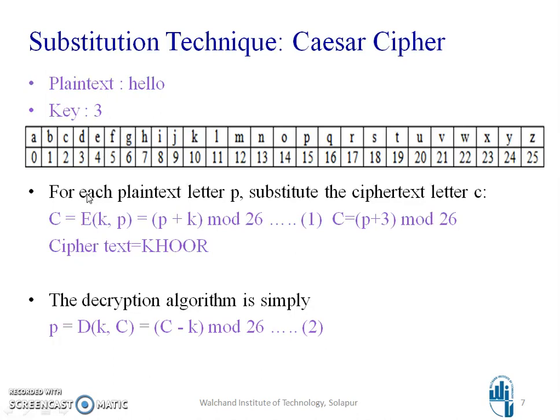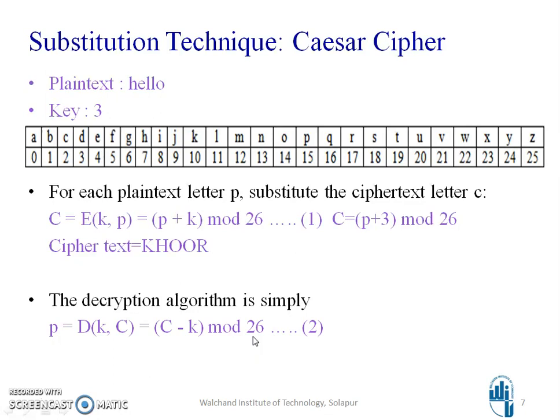A shift may be of any amount so that the general Caesar algorithm is C = (P + K) mod 26, where K takes on a value in the range 1 to 25. In our example, the first value of P is H, whose numerical equivalent is 7. 7 plus 3 is 10. 10 mod 26 is 10. And 10th letter is K. So, H is replaced by K. By shifting each letter by 3 to the right, the resulting ciphertext would be KHOOR. The decryption algorithm is simply P = (C - K) mod 26.